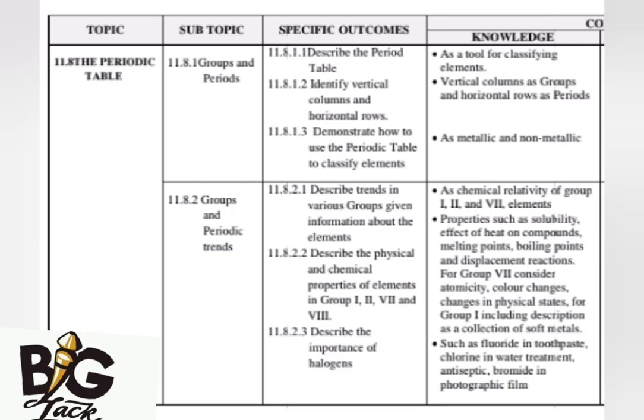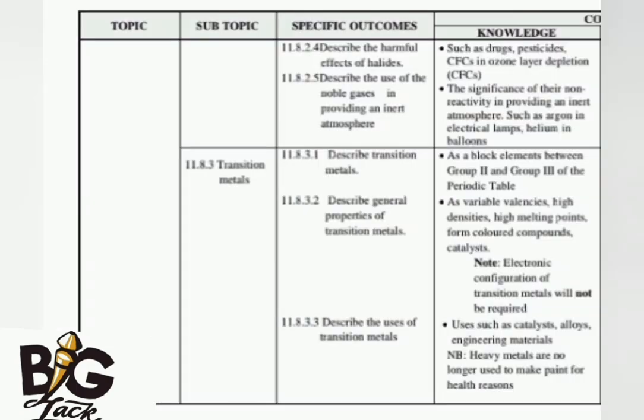Apart from that one, they are going also to ask you to identify the difference in properties of ionic and covalent what? Bonds. Okay. Apart from that one, they are also going to ask you to describe the harmful effects of halides, like pesticides. Okay, pesticides.